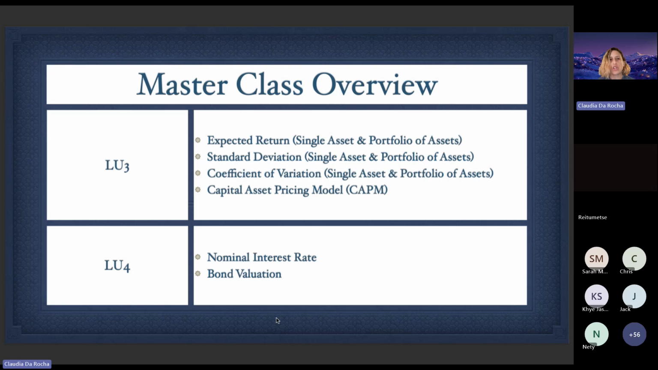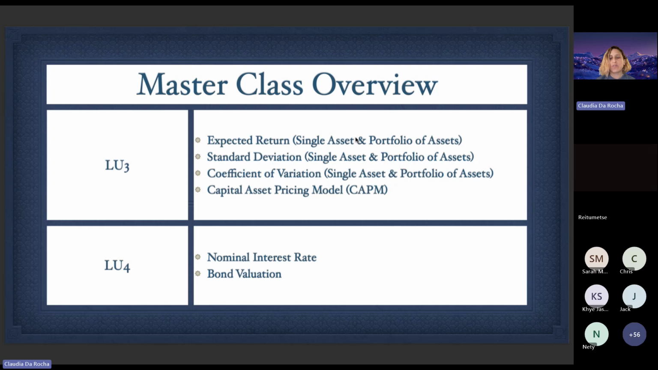So in terms of learning unit 3, there really are 4 main, I would say, calculation-based topics that you need to know. The first one is expected returns. You need to be able to calculate and interpret returns for both single assets and portfolio of assets. Single asset meaning only a project or a share or a company. Portfolio of assets meaning more than one share, more than one project, more than one company.